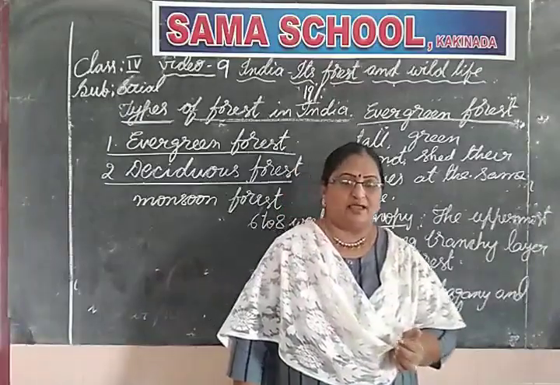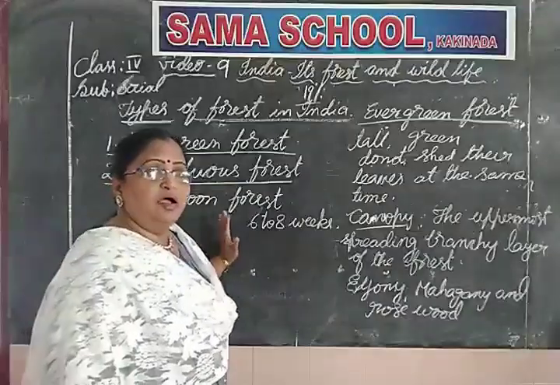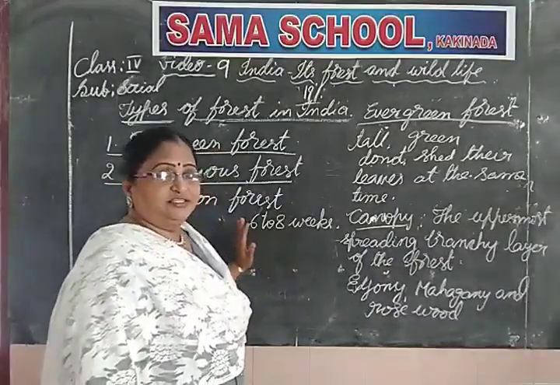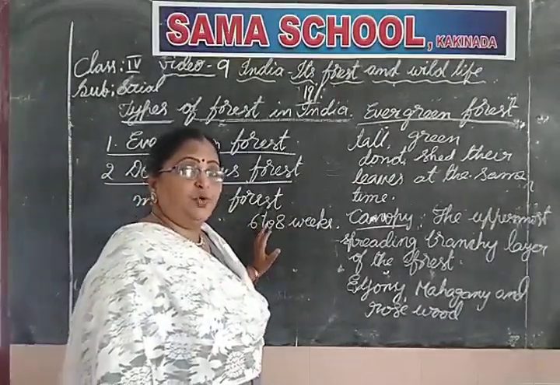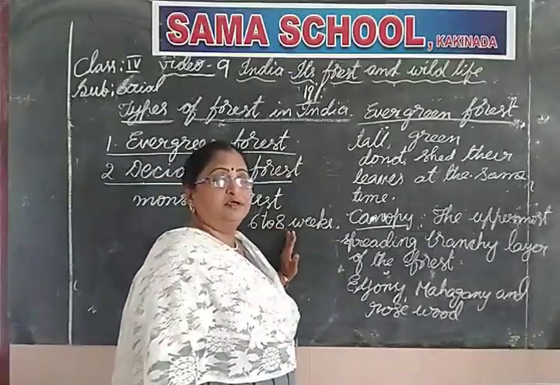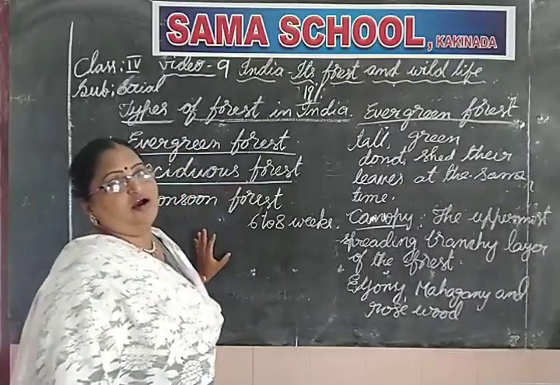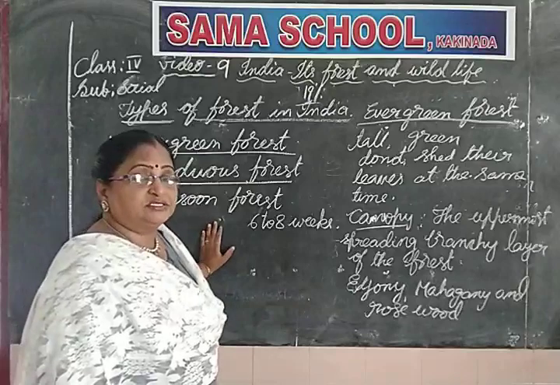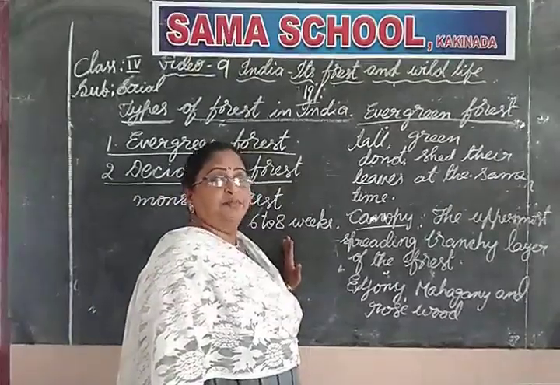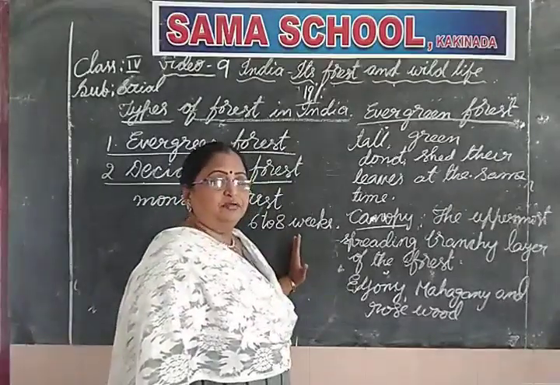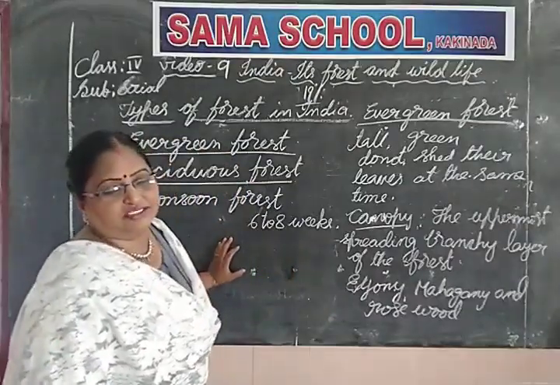Children, understand? Again, the deciduous forest is also called the monsoon forest, and these trees shed their leaves only in the dry season, about 6 to 8 weeks. Most of the forest in India is deciduous, and the trees are very valuable here. Teak, sal, shisham and sandalwood, all these types of trees we can find in the deciduous forest.